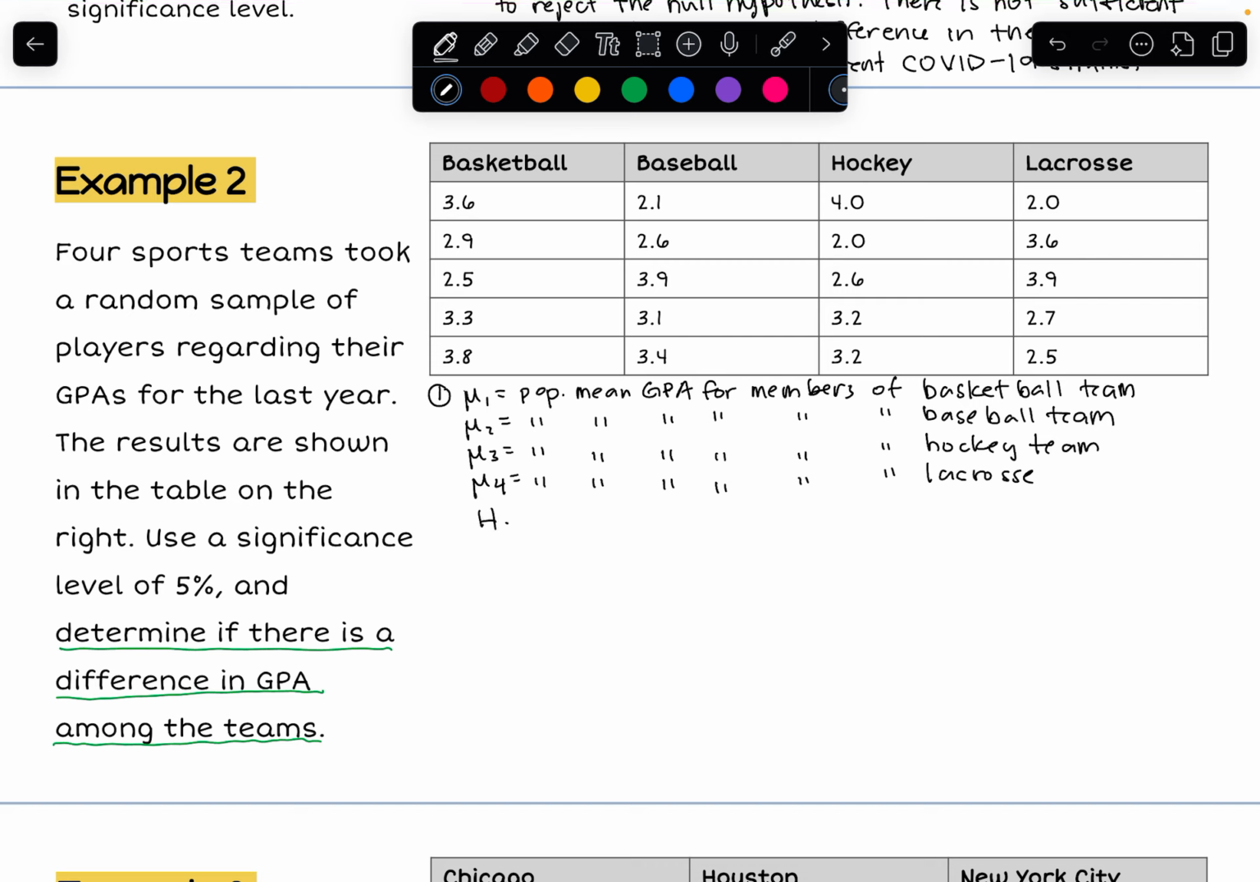I'm also going to identify our hypotheses and our level of significance. So alpha, they gave us level of significance as 0.05. I know my null, I'm assuming the means are equal. I know my alternative is at least one mean is different.